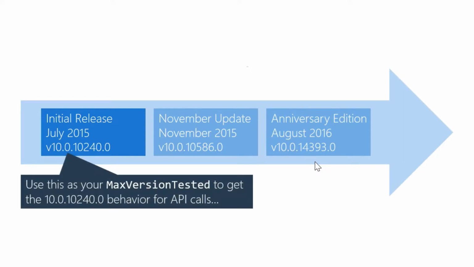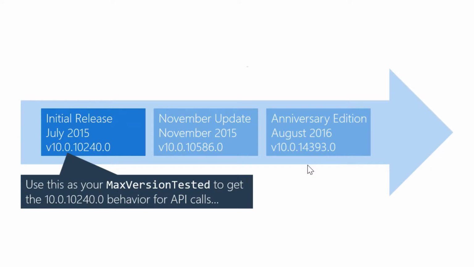Suppose you set 10.2.40 as your max version tested. That means your app has never been run, as far as you're concerned, on a device that has one of these higher numbered versions of Windows running on it. Now suppose one of the APIs changed between these releases. And by changed here, I mean it's not a new API. It didn't change its interface or its name or its parameter list. Its behavior actually changed.